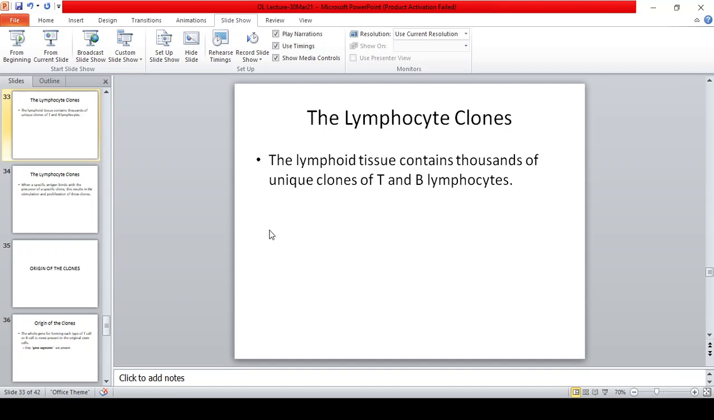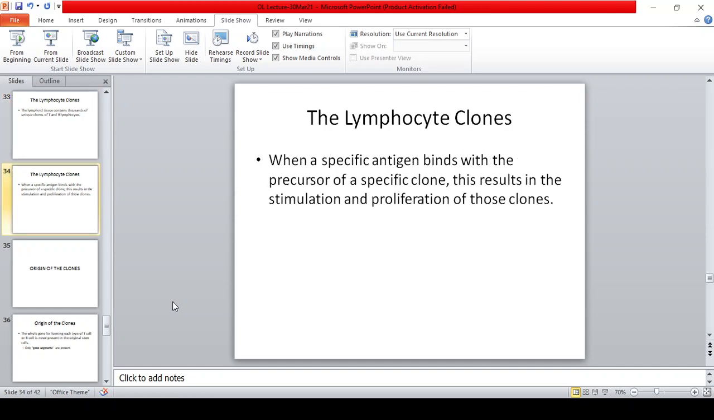Now the lymphoid tissue contains thousands of unique clones of the T and the B lymphocytes, each of which is able to react to a certain antigen. So when a specific antigen binds with the precursor or the granddaddy or the grandparent of a specific clone, this results in the stimulation and proliferation of those clones. So this was about the clones.